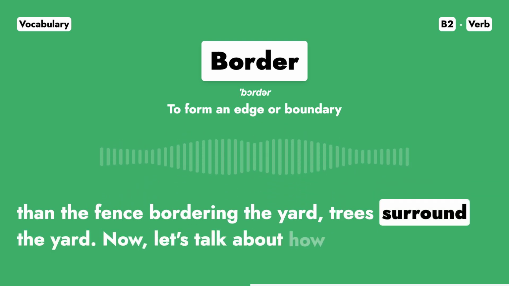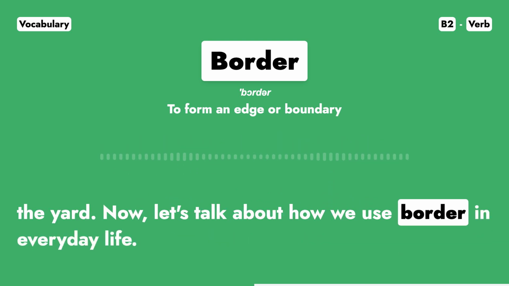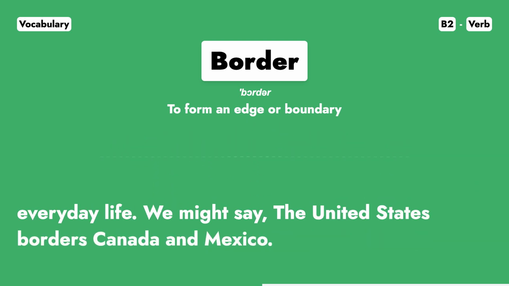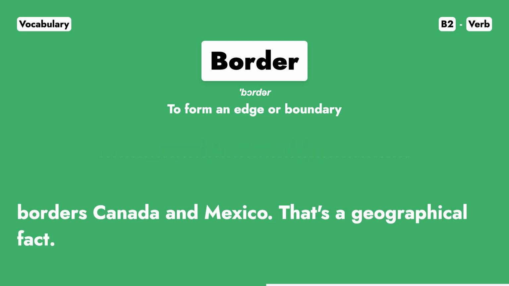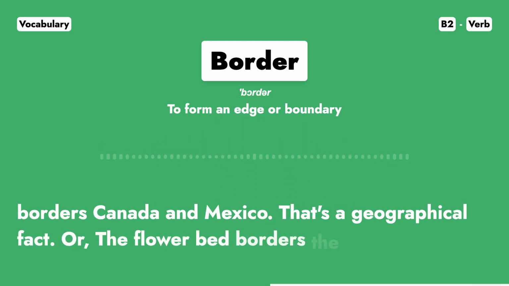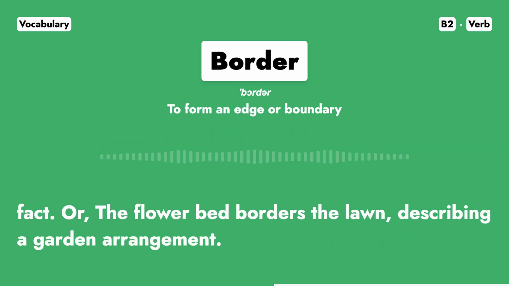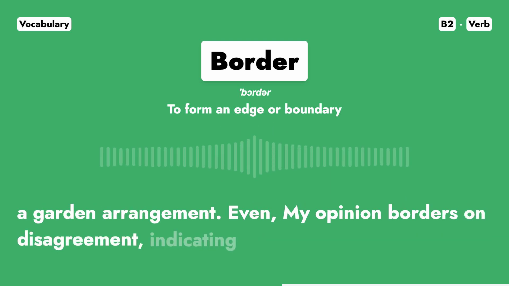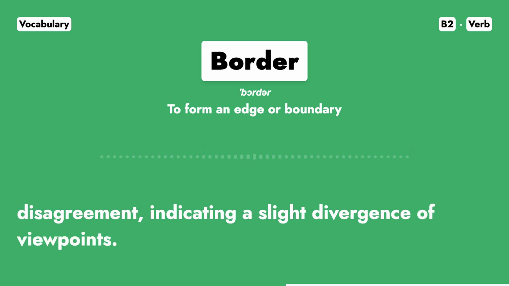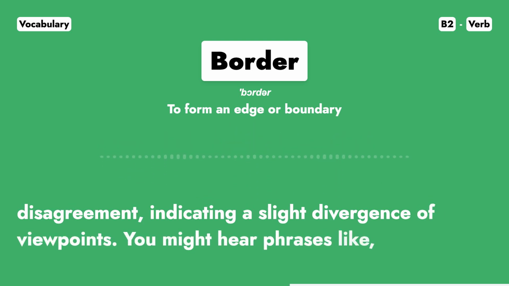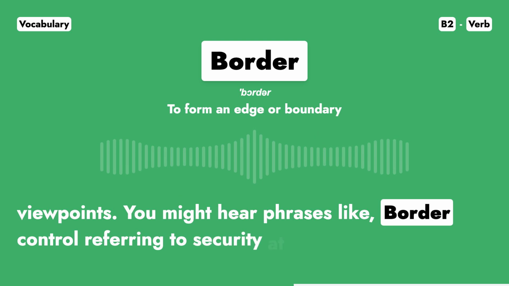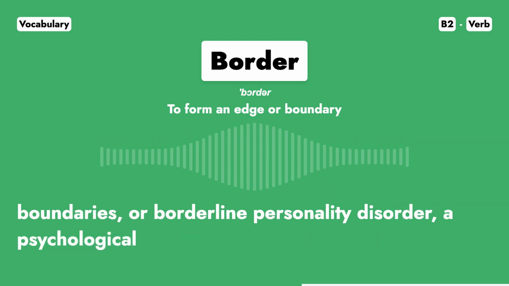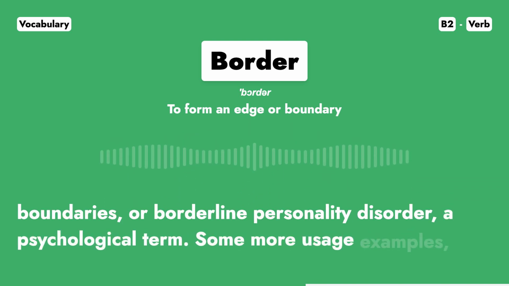Now, let's talk about how we use border in everyday life. We might say the United States borders Canada and Mexico. That's a geographical fact. Or, the flower bed borders the lawn, describing a garden arrangement. Even, my opinion borders on disagreement, indicating a slight divergence of viewpoints. You might hear phrases like border control, referring to security at a country's boundaries, or borderline personality disorder, a psychological term.